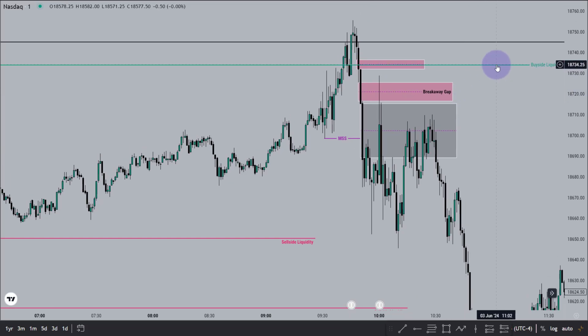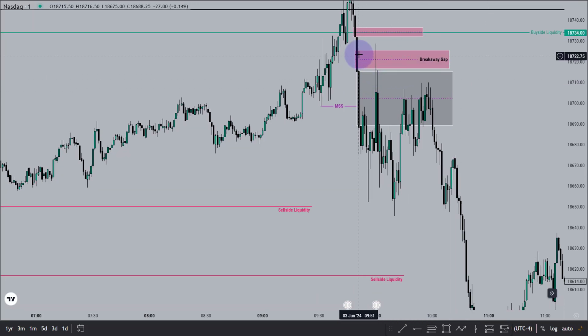The reason is you can see this is that buy side liquidity level, relatively equal highs. So this fair value gap is situated at the level of this liquidity. If I see this type of situation, I don't pay that much attention to that fair value gap. Instead, I mark the lower fair value gap as a breakaway gap and this one as my entry fair value gap.